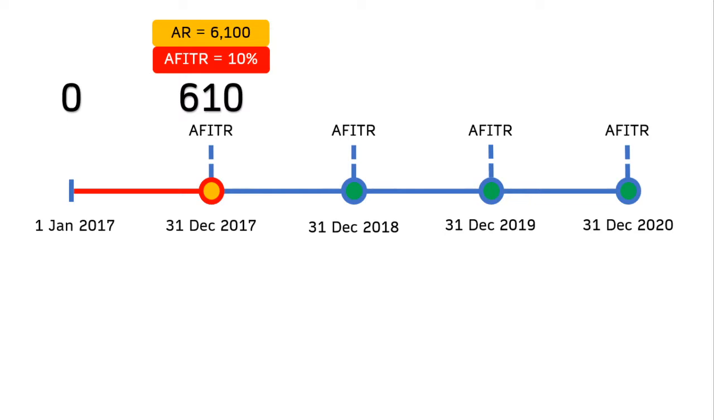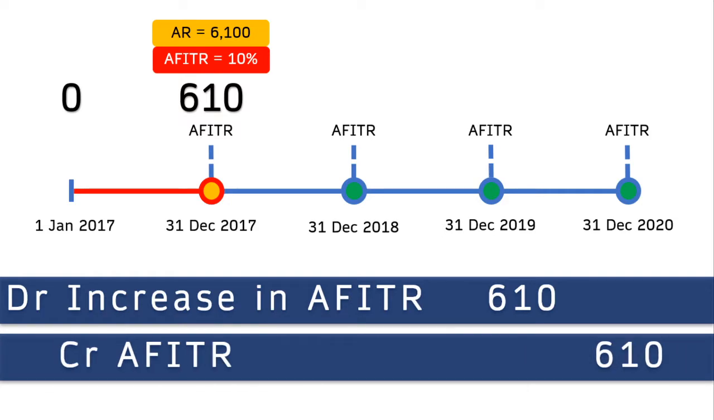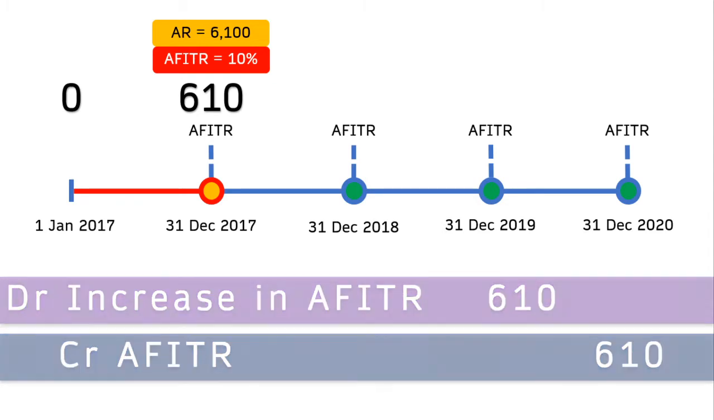So what we need to do is to debit increase in allowance for impairment of trade receivables and credit allowance for impairment of trade receivables. The debit increase in allowance for impairment of trade receivables will be treated as your expenses. Let's look at the next year.